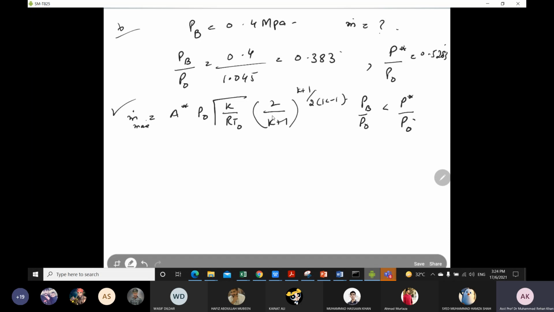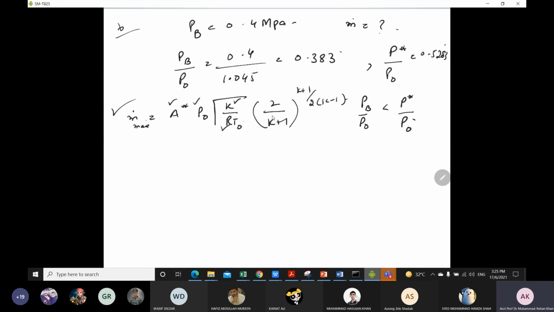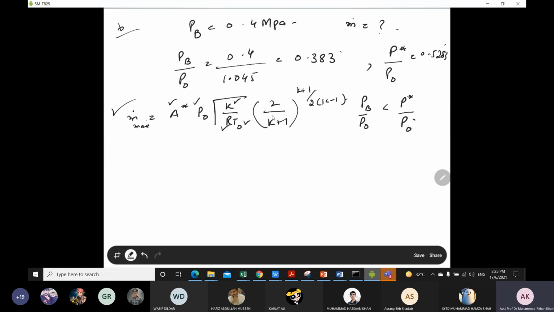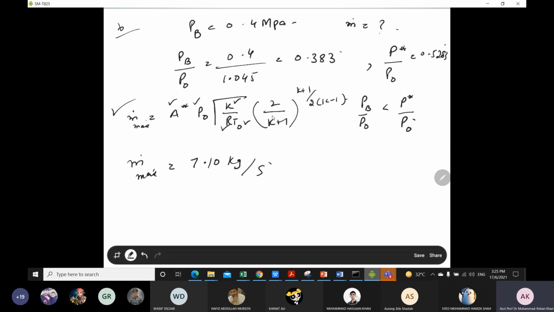So we have the value of A star with us because the throat area is mentioned. Stagnation pressure we already found. K value is known to us. R value is known to us. T naught we already found. And these are the K values. So you just have to put all the values and you will find that your mass flow rate is equal to 7.10 kg per second, and that is the maximum mass flow rate, and that is related to the back pressure equal to 0.4 megapascal. So this is the solution for part number B. Okay, so if you have any question you can ask me or you can note it down.